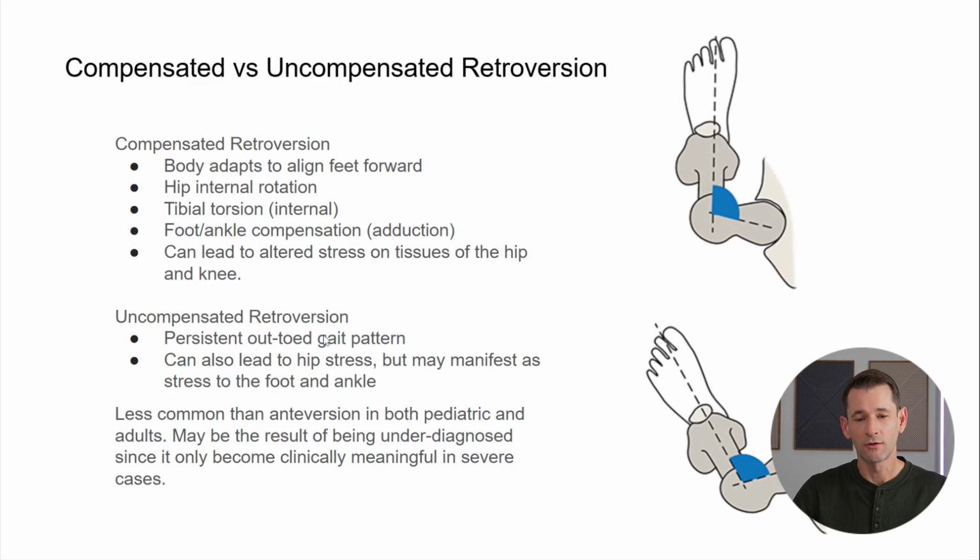Looking at retroversion and anteversion, anteversion is much more common than retroversion. And part of that is because retroversion is not often diagnosed. I think that there are more people with a retroversion that just don't get diagnosed because it typically doesn't result in any functional or painful condition unless it's quite severe. Whereas anteversion often leads to problems with the hip, the knee, and the ankle for individuals.